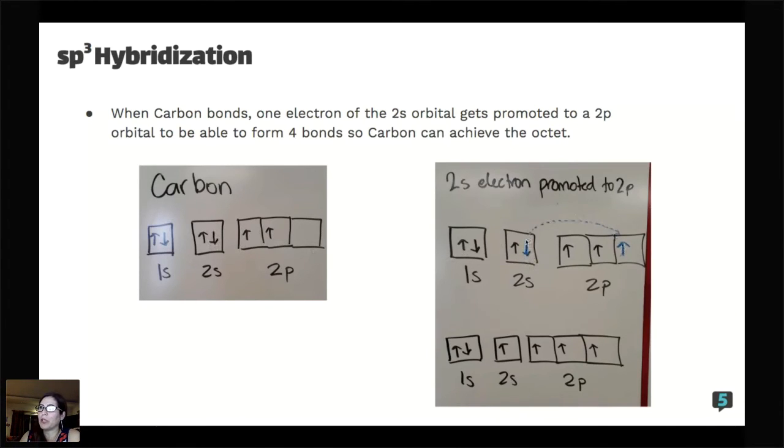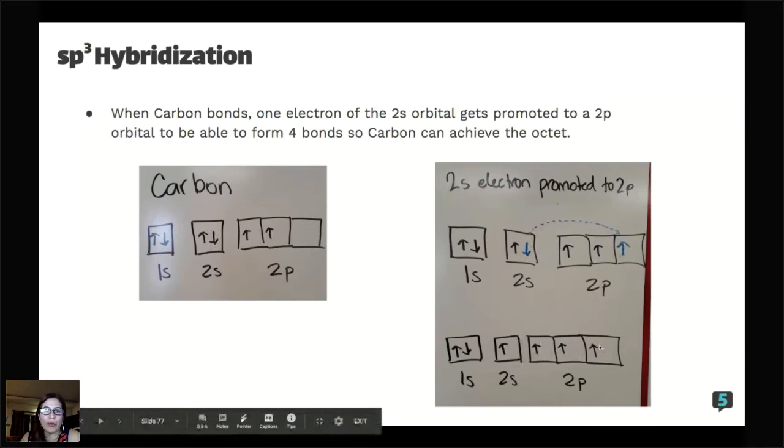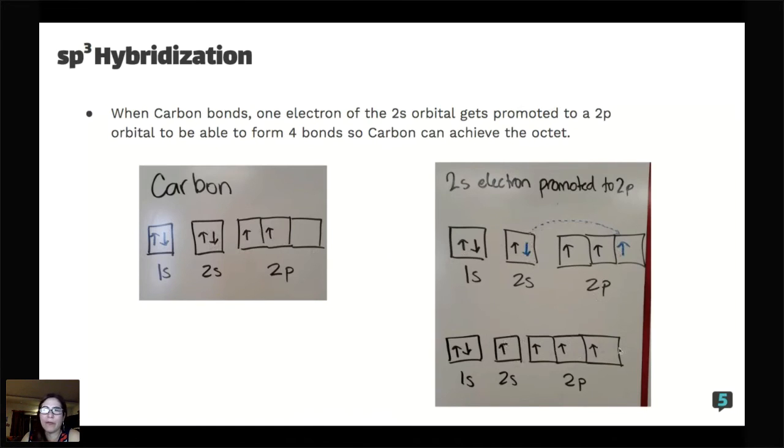It's promoted to a 2p orbital. And now we have this on the bottom. Now we have space for 4 more electrons. Now carbon can bond with 4 atoms.